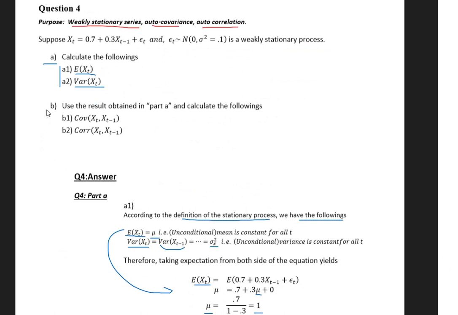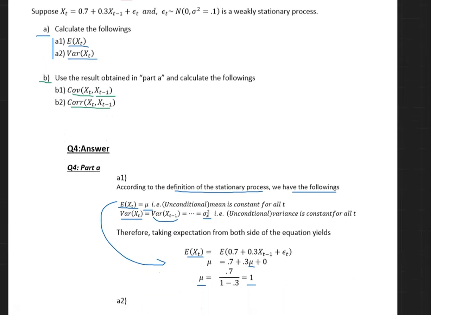Now to the next part, part B. It asks us to calculate the covariance between x of t and x of t minus 1. That is two consecutive values. We are interested in knowing their covariance. And note that if we have the covariance, the correlation is just a step away. So let's do this exercise. Let's go to the solution manual.